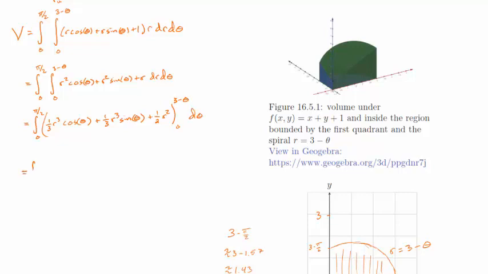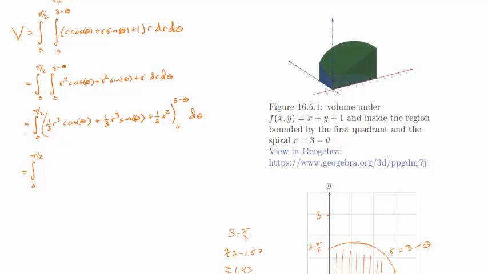This equals the integral then. So when we plug in the 0 for r, those will all go away. So I just need to plug in the 3 minus theta here. 0 to pi over 2 of, I'm going to have 3 separate integrals.